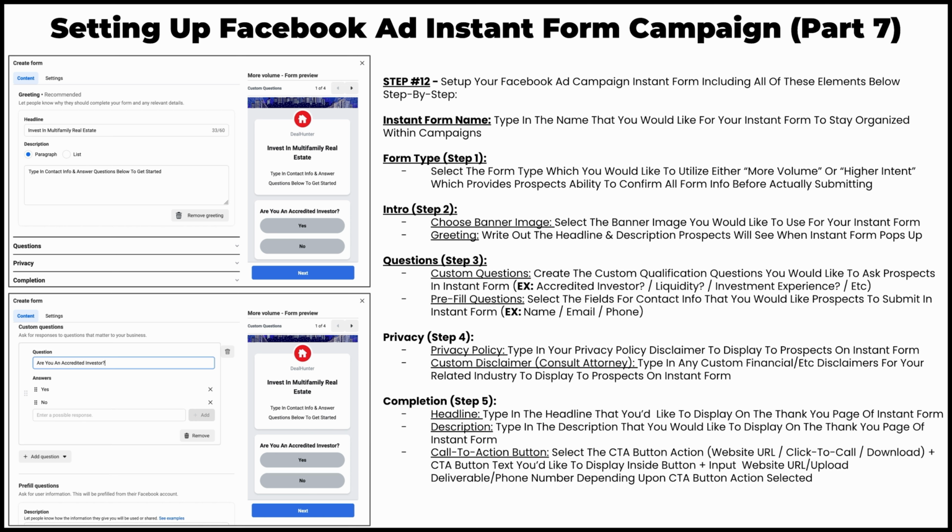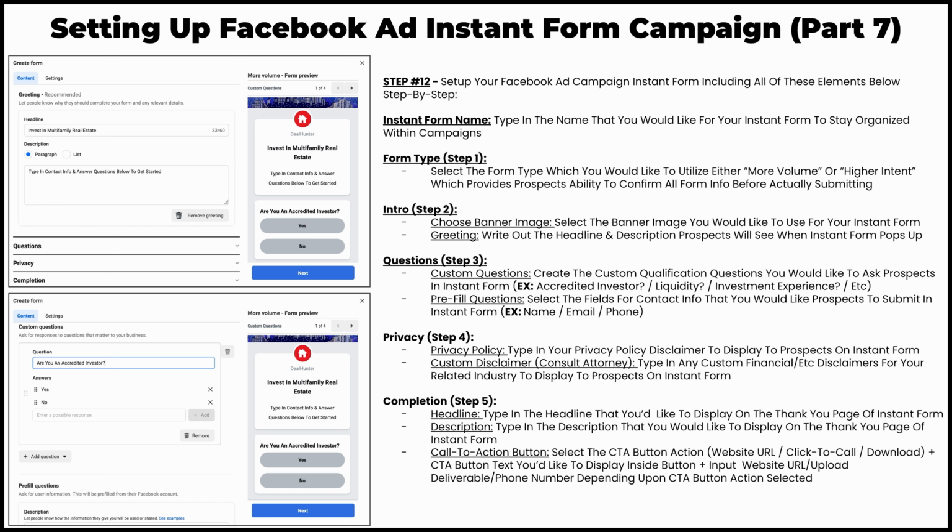Then we have the form type. So you're going to select the form type which you would like to utilize, either more volume or higher intent, which provides prospects the ability to confirm all info before actually submitting. Normally, you just want to use more volume. Next is going to be intro. The intro section, so you're going to choose the banner image, so you can select the banner image you would like to use for your instant form. Then you have a greeting, so you can write out the headline and description the prospects are going to see when the instant form actually pops up.